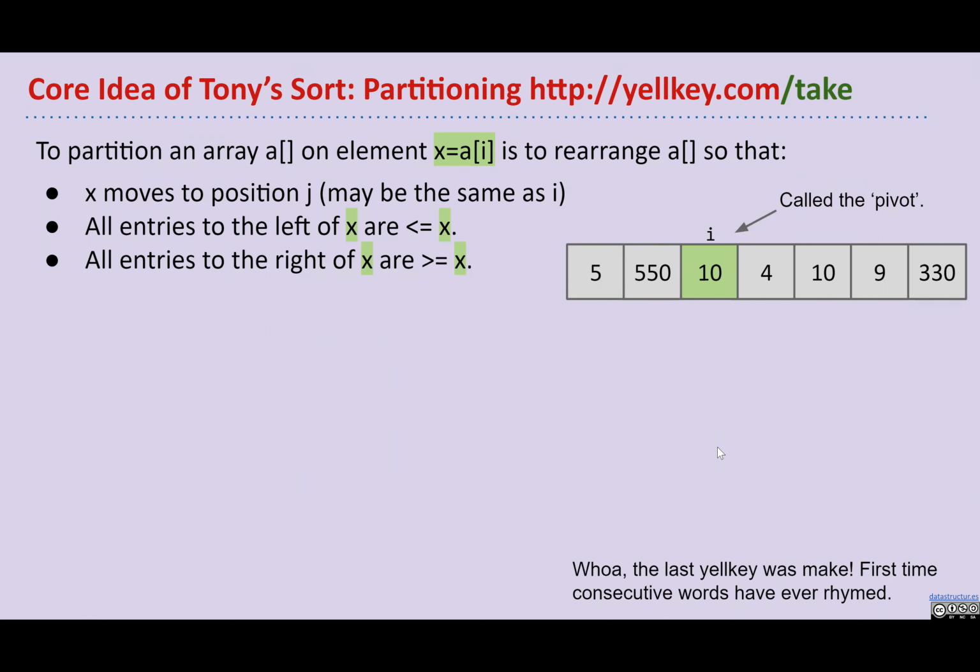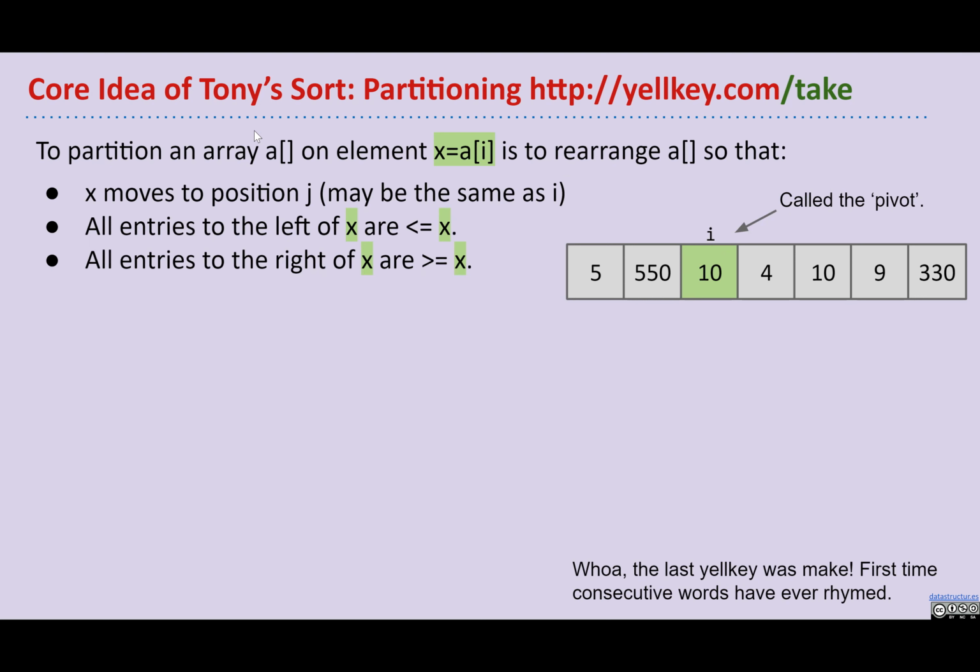All right. So what does it mean to partition an array? Tony was thinking, okay, I'm going to pick an item, which I'll call the pivot, and then rearrange everything so that all the small items are on the left and all the large items are on the right. Tony, I should know, was a mathematician. That was one of his main areas of interest. So maybe that was more natural to him than to other people.